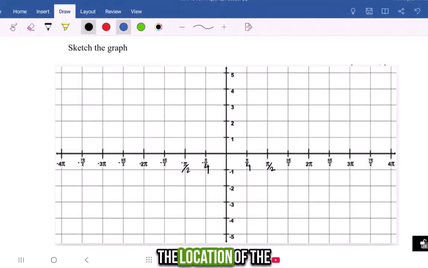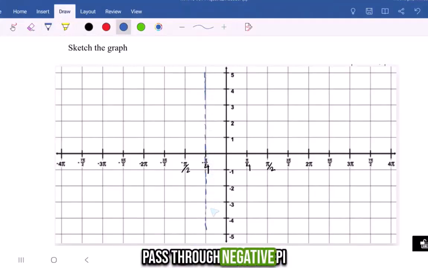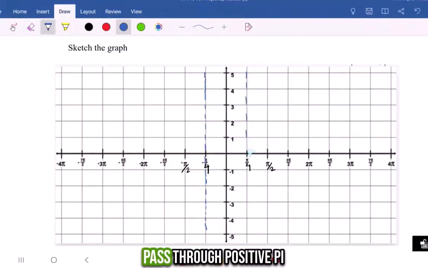Let's mark the location of the asymptotes. One of the asymptotes is going to pass through negative pi over 4 on the left hand side, and the other asymptote will pass through positive pi over 4 on the right hand side. So here I have it as a vertical dashed line passing through positive pi over 4 on the right hand side and negative pi over 4 on the left hand side. Now the midpoint between the two asymptotes would be the center point, which is 0. This is the midpoint of the graph.